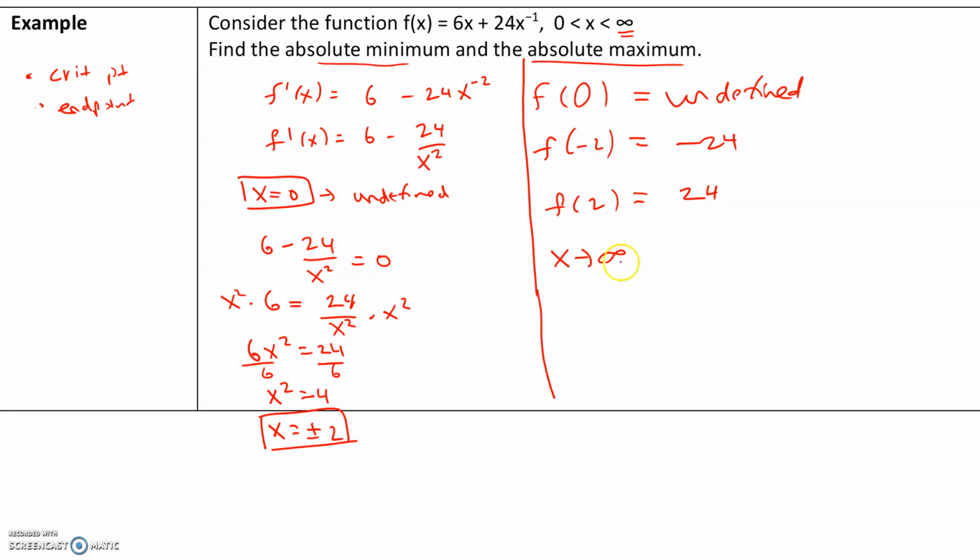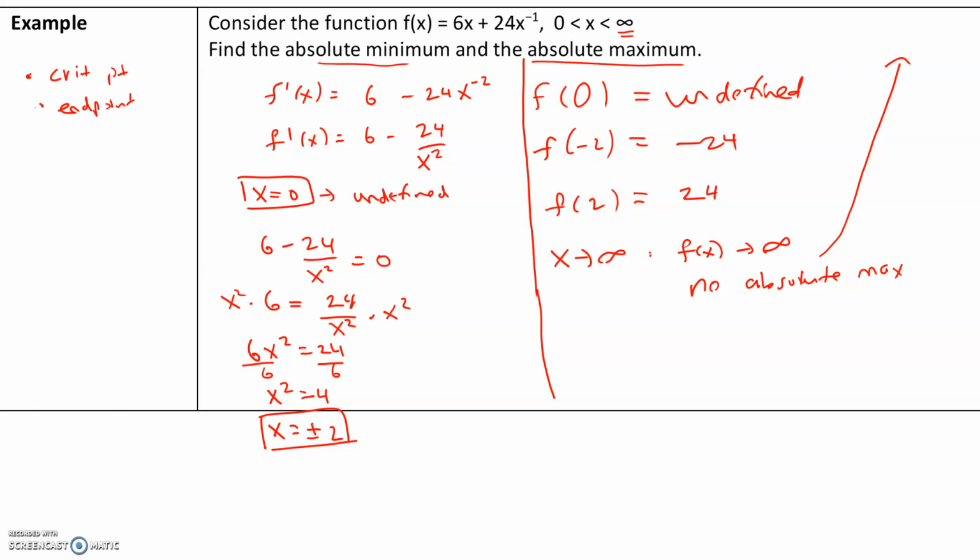Now, as x approaches infinity, let's think about this. 6 times infinity is going to be infinity. So as x approaches infinity, f of x is also going to approach infinity. So our y value is also going to approach infinity. Basically what this means, since the function is approaching infinity, it's going up, up, up, is that there is no absolute max. Absolute max only occurs if we have a definite maximum or highest value within an interval, but because this function goes to infinity, we don't have an absolute maximum.